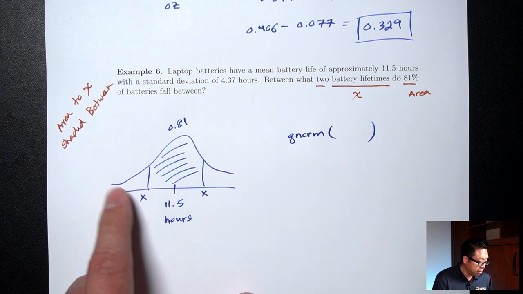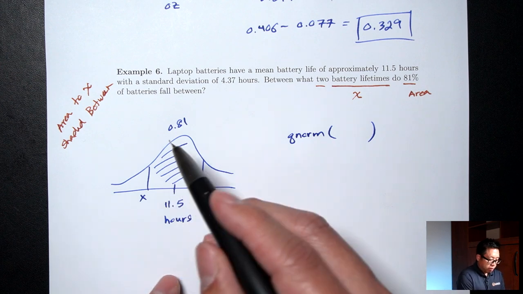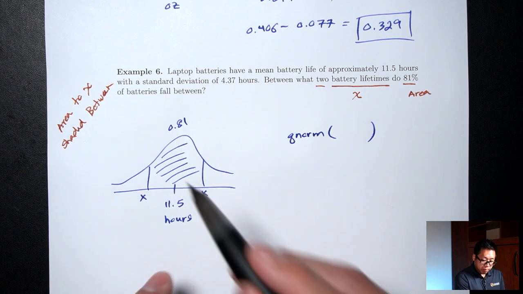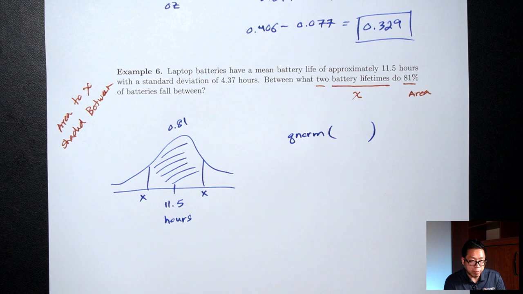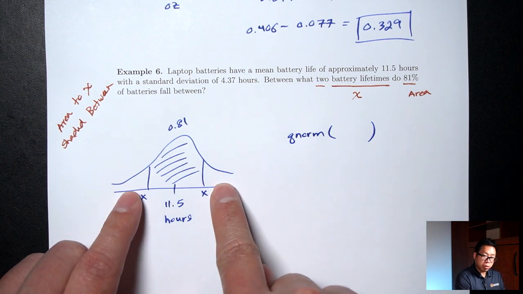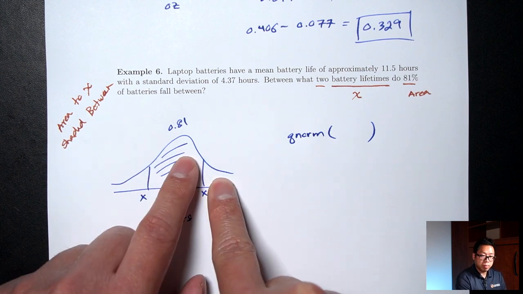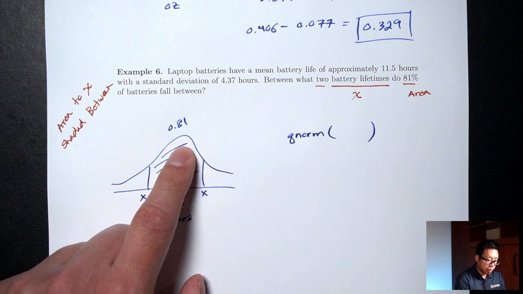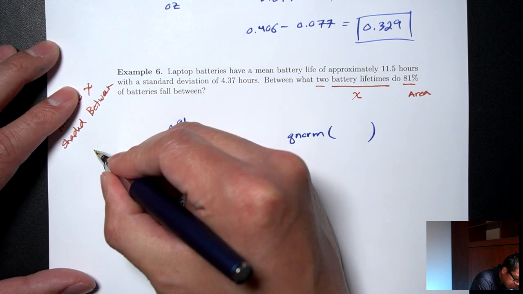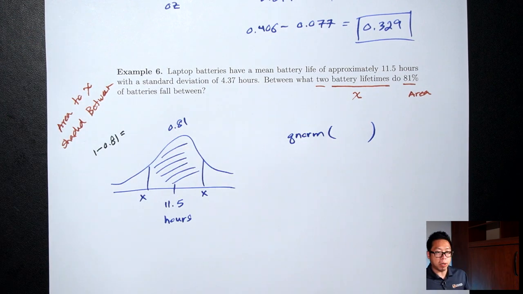How do you find that left area? 0.81 is the shaded part. Let me first find the white parts. To find the white parts, do 1 minus. Okay, so 1 minus 0.81. What's 1 minus 0.81?